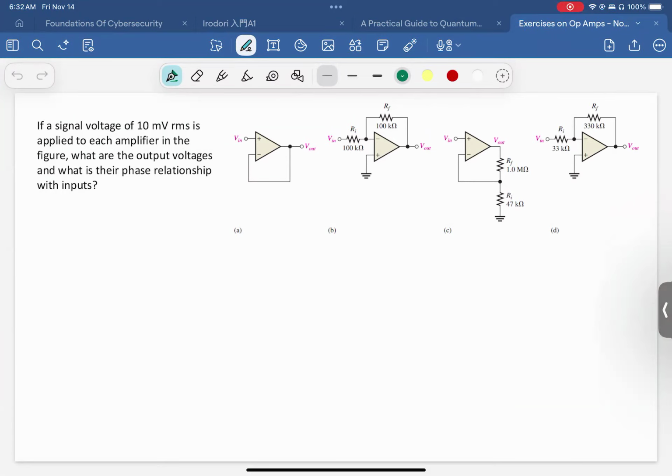Okay, sige. Let's see. So, ito yung mga problems na in-upload ko rin dito sa notes. Let's begin with these problems. Okay, so meron tayong apat na types ng circuit dito. At this point, dapat ma-recognize nyo na kung anong klase ng mga circuits ito. So yung letter A ay tinatawag na voltage follower, di ba?